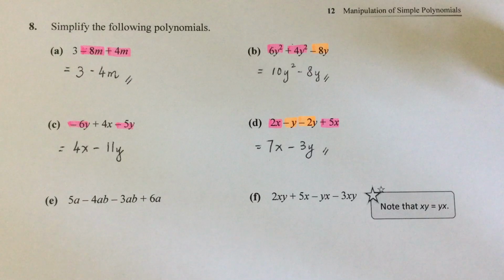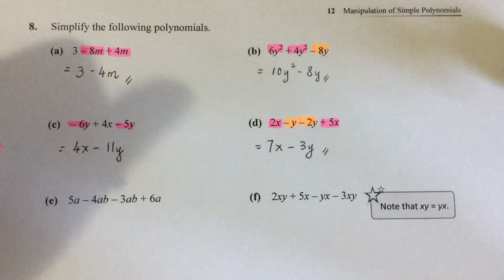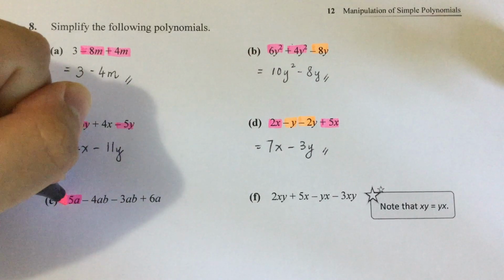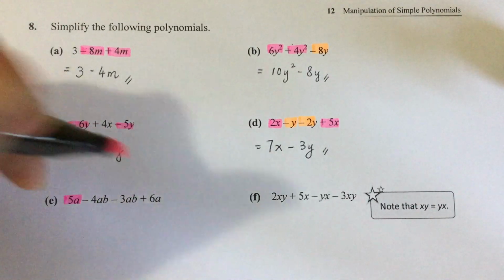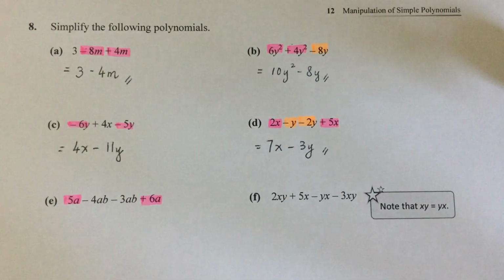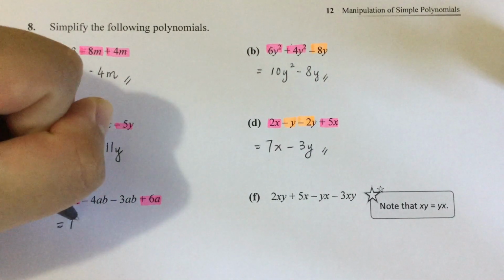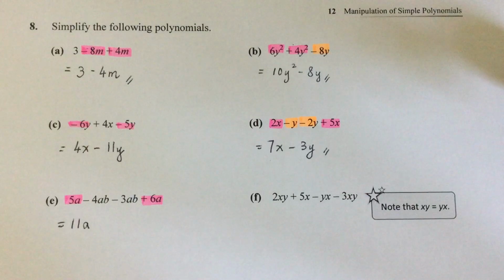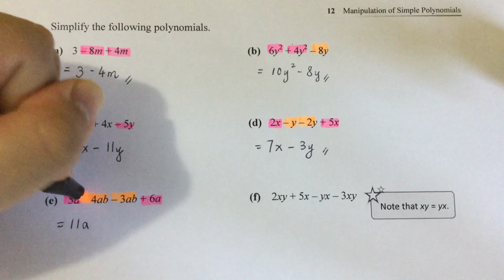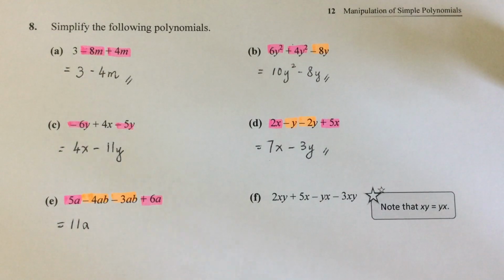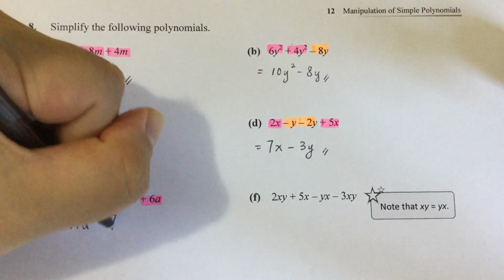Please pay attention. We have two different terms here. For 5a, the partner of this one is not 4ab, because b is another unknown so we will not count it, but 6a we have. So this is the first term we are going to calculate, and this one is 11a. For the next one, we calculate negative 4ab and negative 3ab. We will add them together, so this is negative 7ab.